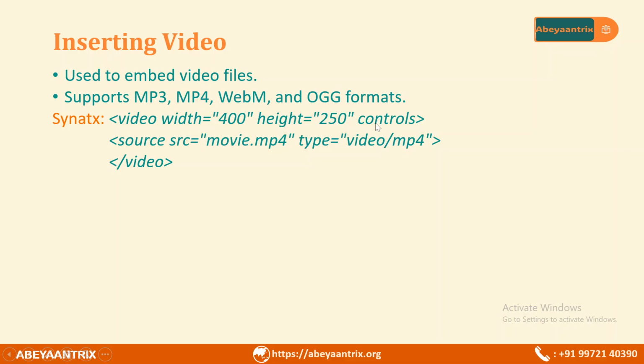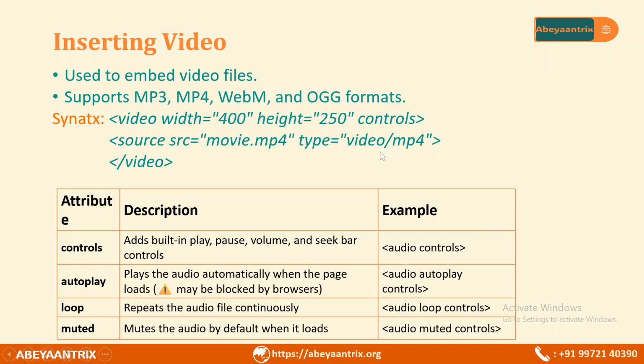Whatever the audio controls, play, pause, loop, autoplay, those controls we are adding here with the controls attribute. It is in the same format as audio. So the next one is source: the video file name and the type of video we are using. If we are using mp4, we have to mention mp4. The same attributes apply for our video also.